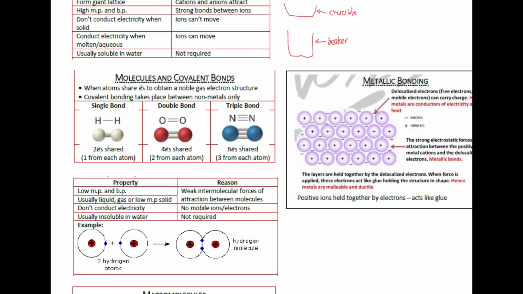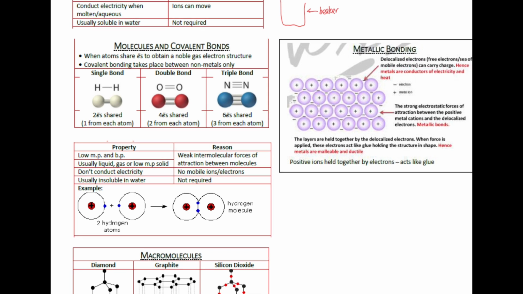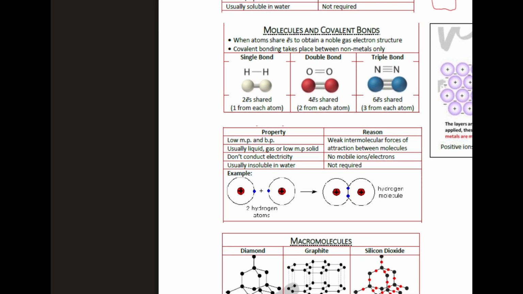Okay, let's move on. We have molecules and covalent bonds. When atoms share electrons, the important words here are share electrons. They share electrons to obtain a noble gas electron structure. For example, hydrogen. When they are single, they are hydrogen with one electron. So the electron shell is like this. Another hydrogen, one electron.